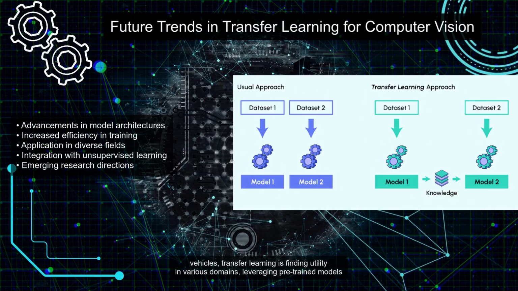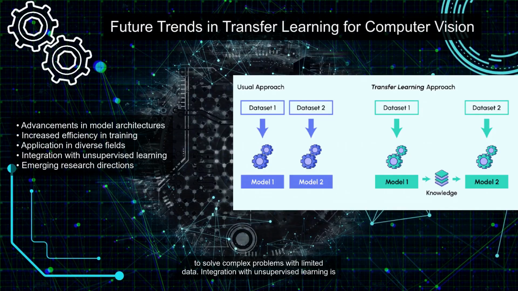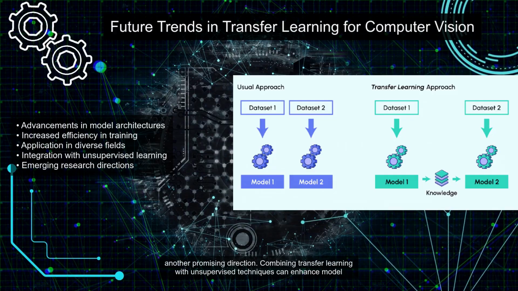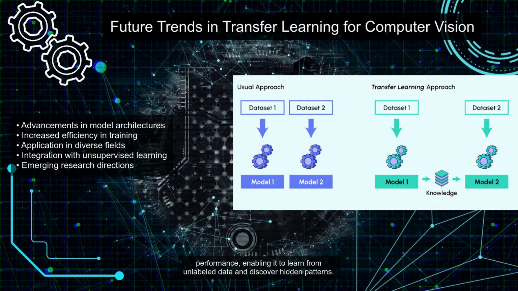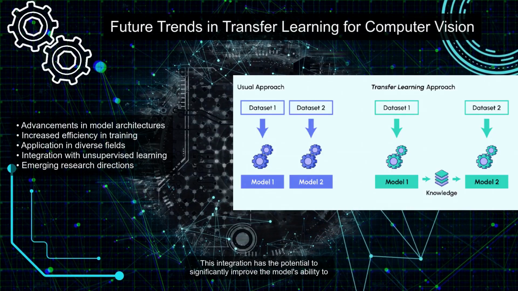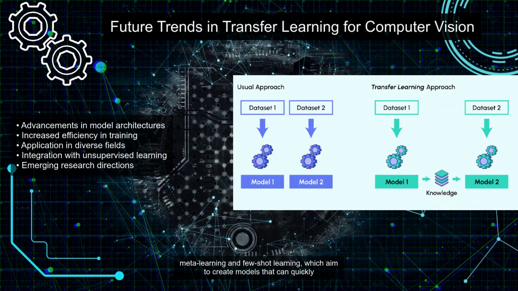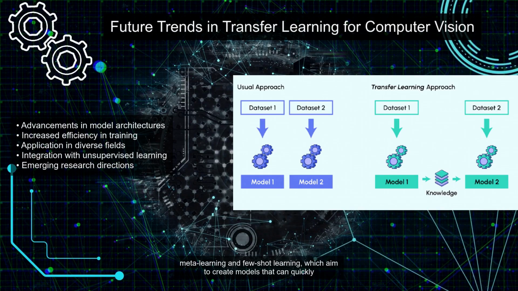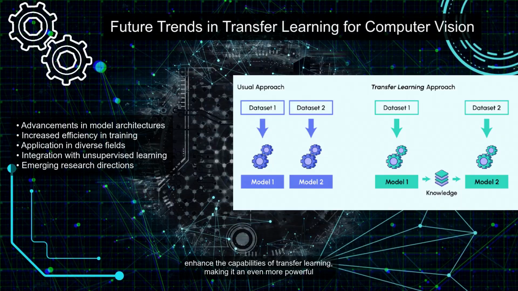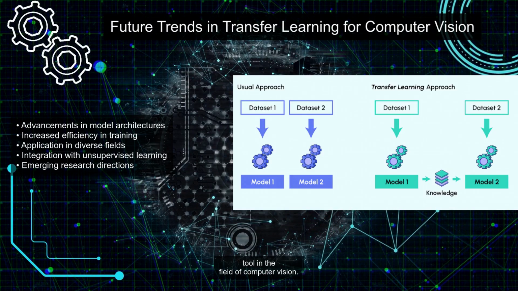Transfer learning is also expanding its application across diverse fields beyond traditional image classification. From medical imaging to autonomous vehicles, transfer learning is finding utility in various domains, leveraging pre-trained models to solve complex problems with limited data. Integration with unsupervised learning is another promising direction. Combining transfer learning with unsupervised techniques can enhance model performance, enabling it to learn from unlabeled data and discover hidden patterns. This integration has the potential to significantly improve the model's ability to generalize across different tasks. Finally, emerging research directions are exploring areas like meta-learning and few-shot learning, which aim to create models that can quickly adapt to new tasks with minimal data.